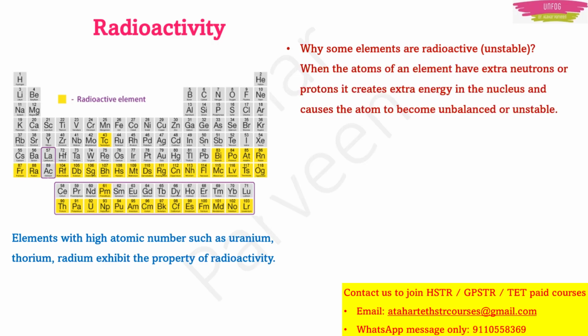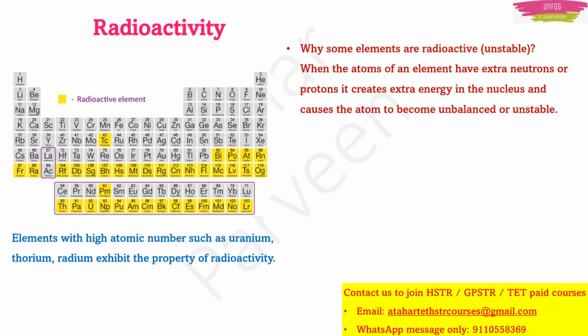Actually, when atoms of an element have extra neutrons or protons, it will create extra energy in that nucleus. Means their number of protons and number of neutrons are not the same. They are different. That's why it will create some energy in that nucleus. This will cause the atom to become unbalanced or unstable. Okay, that energy should somehow go out, right? It cannot stay inside. So when that energy comes out, we call it radioactivity.